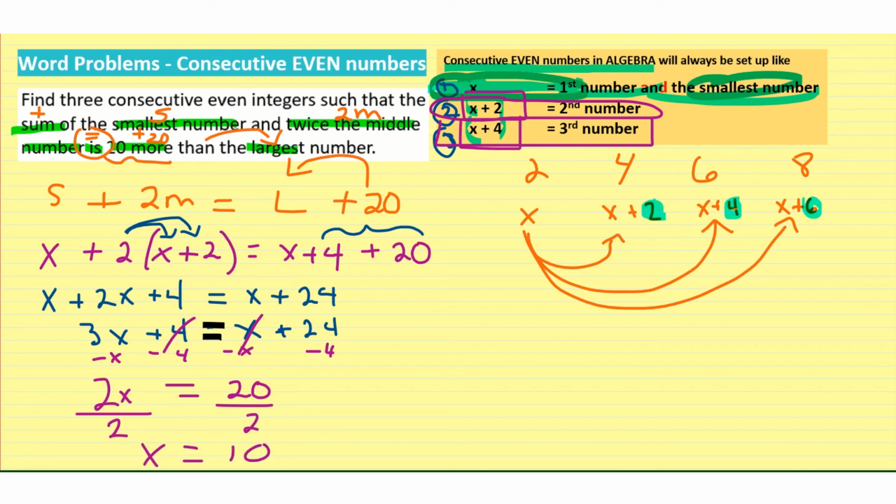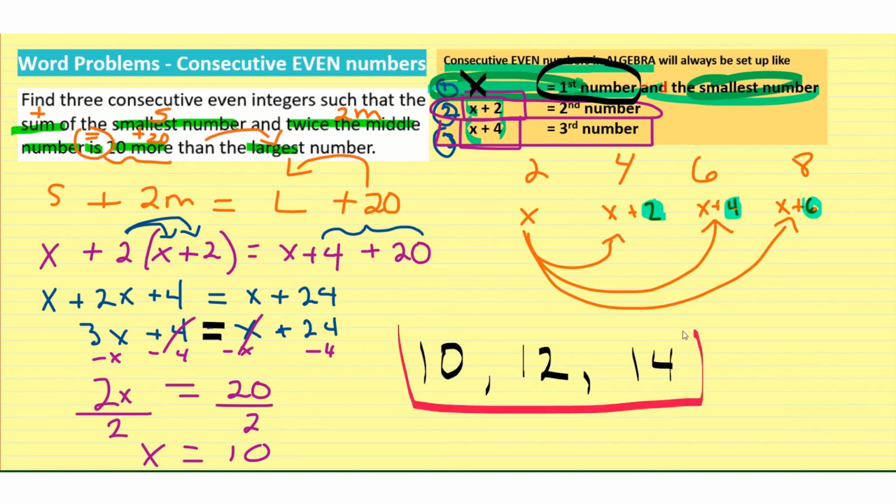Again, we realize that our x up here is equal to our first number in the consecutive series of numbers. So my first number is 10. If I add 2 to it, it's 12. Then I add 4 to the 10, which is 14. That gives me my sequence of 3 consecutive even numbers that meet all the criteria in the original word problem. Hopefully that helps you think through the process.